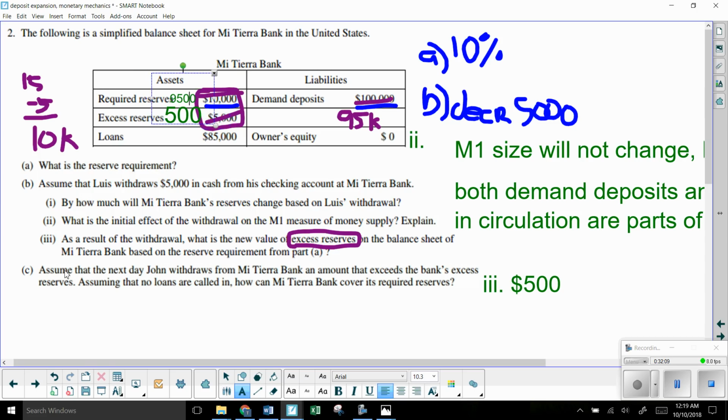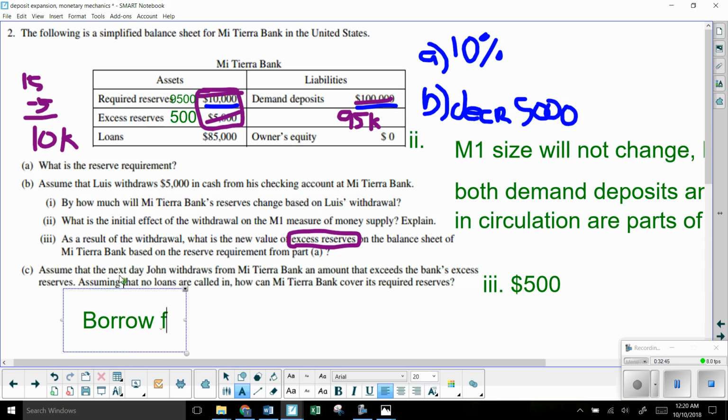There we go. Last part of the question. Assume the next day John withdraws from Metairie Bank an amount that exceeds the bank's excess reserves. You can very easily say, well, hey, they're in a bit of a pickle here. They only have $500 in reserve. What can they do? Well, fortunately, banks have the ability to switch back and forth between types of assets and liabilities that they hold. So some of the things that I might consider for answering this, and you really only need to say one of these to answer the question perfectly, but what could they do?